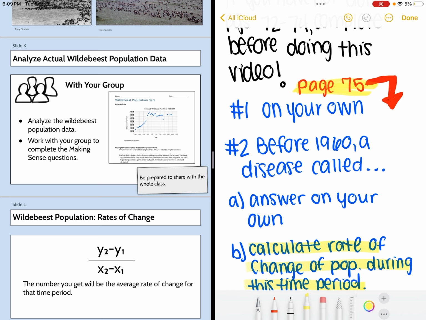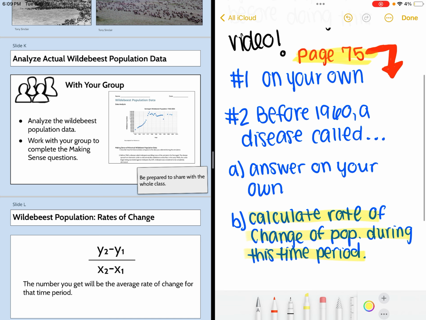Okay, so we learned that there's this disease and it was killing the wildebeest. In the 1960s, they started to vaccinate against this disease, and by 2011, the disease was completely eliminated. In part A, it wants you to look at the graph and explain what is happening to the population from 1960 to 1977. I want you to do that on your own. Click OK for your answer when you're ready to move forward.